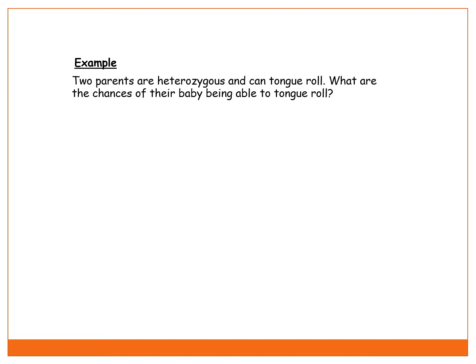So 2 parents are heterozygous and can roll their tongue. What are the chances of their baby being able to roll its tongue? We've got capital T as the allele for tongue rolling, and small t as the allele for non-tongue rolling. Now, you can use your own letters unless they tell you in the question what letters to use, and then you have to stick with whatever letters you've been told to use. Now we know that the 2 parents are heterozygous, so you should know what the offspring are already without me having to say anything.